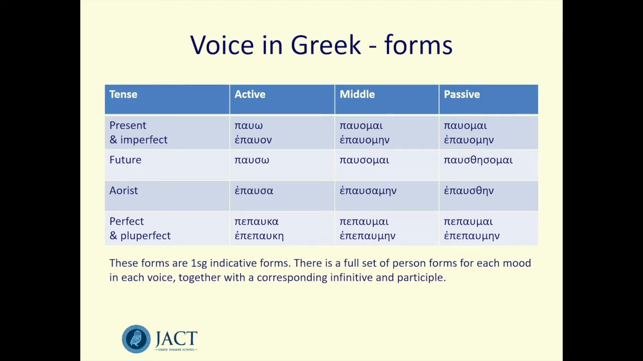Here are the first person singular indicative forms of a regular Greek verb. The active form is identifiable as active in all tenses, but in the present and imperfect, the middle and passive forms are identical. The same is also true for the perfect and the pluperfect. You may want to pause at this point and review the forms for the other persons and moods of the verb, and also the infinitives and participles.